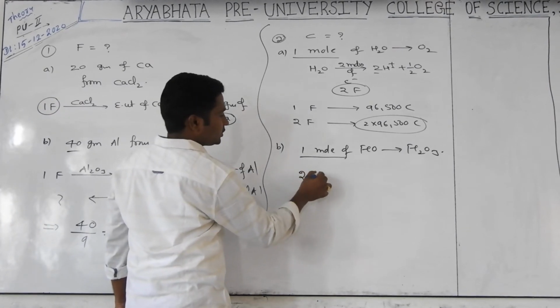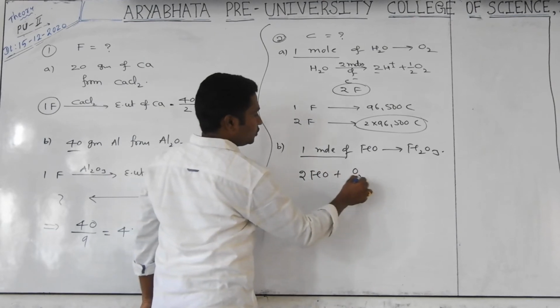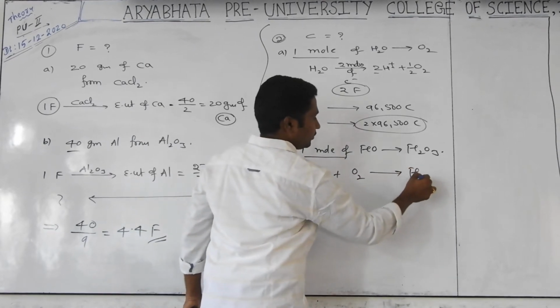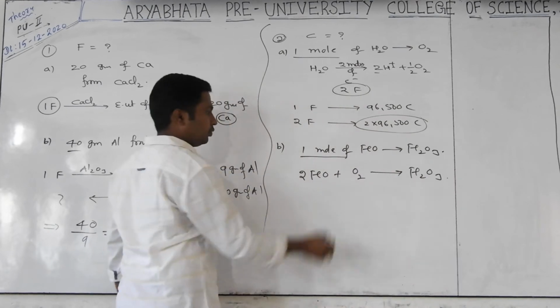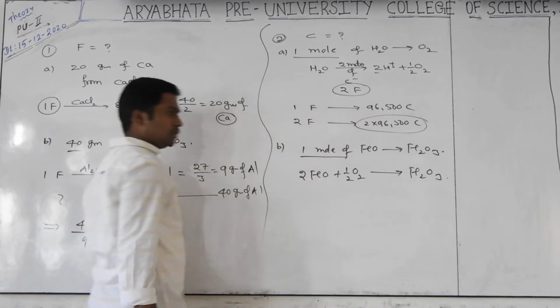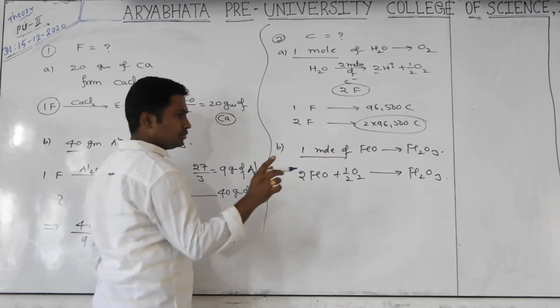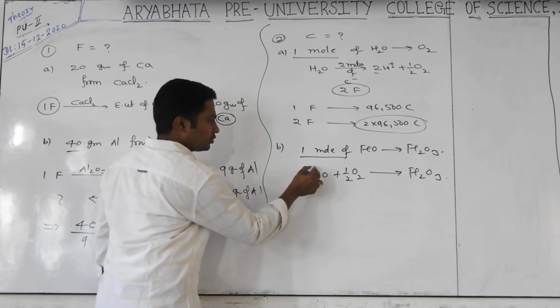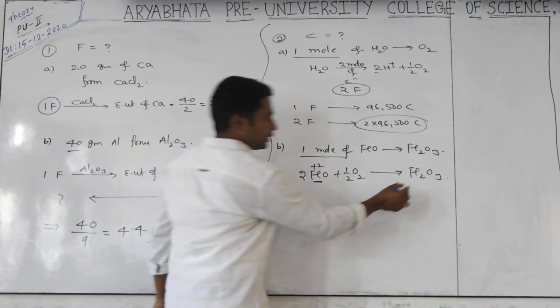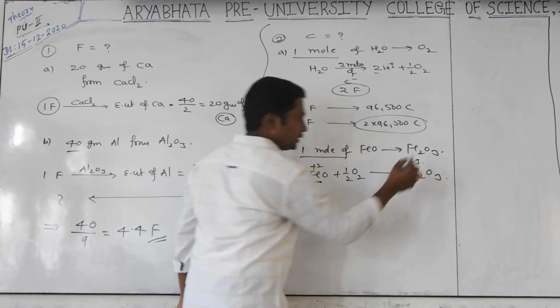Do that conversion first. 2 FeO plus O2 gives rise to Fe2O3. There are how many moles of oxygen? Half mole of oxygen. Okay, now check it. For every iron here, the oxidation number is plus 2. For every iron here, the oxidation number is plus 3.